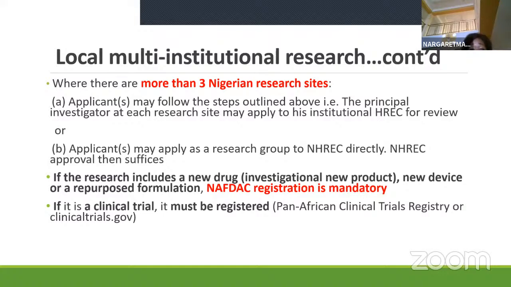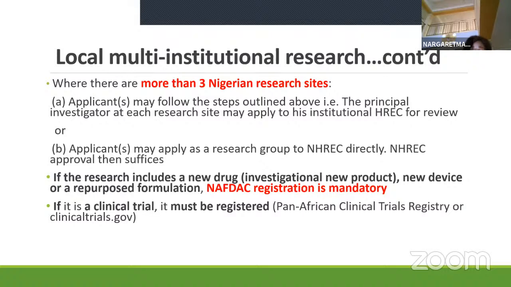But when there are more than 3 sites to be involved in conducting the research, approval must be sought from the National Health Research Ethics Committee in Abuja. Applicants may apply as a research group to the National Health Research Ethics Committee directly, and that should suffice. However, if each of the 3 or more sites wants to apply individually, it's okay, but ideally, there should be a PI coordinating all the various sites that should be the one processing for approval of the protocol.